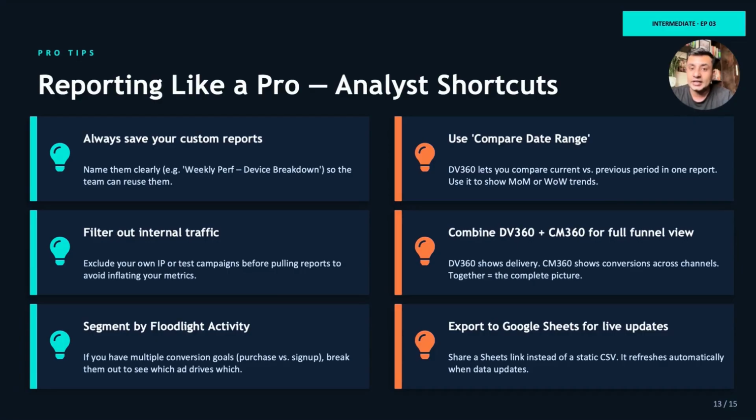Use compare date range. DV360 lets you compare current versus previous period in one report. Use it to show week on week trends or month on month trends. Filter out internal traffic. Okay, exclude your own IP or test campaigns before pulling reports to avoid inflating your metrics.